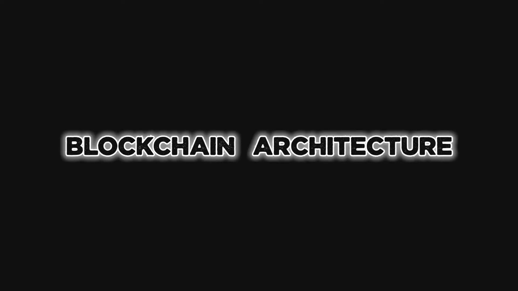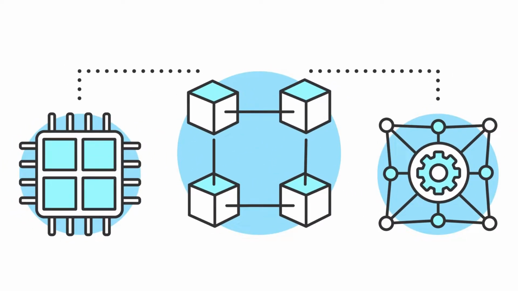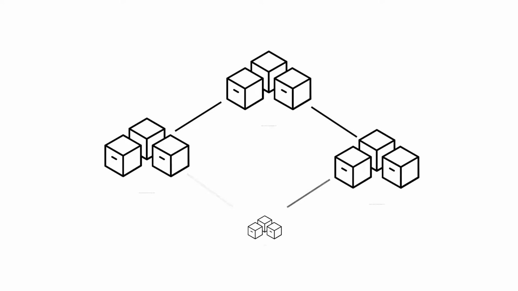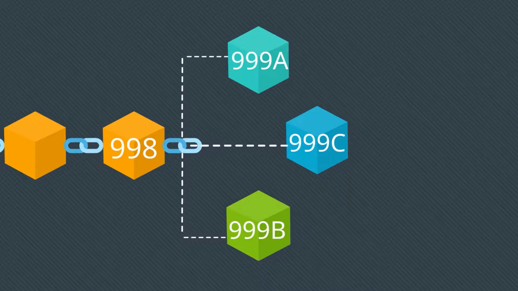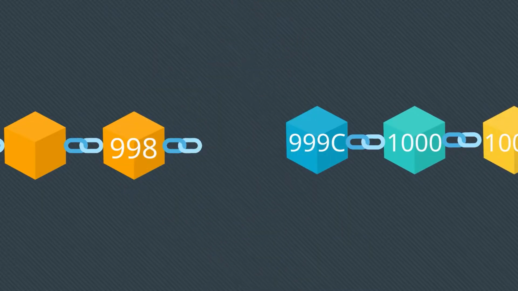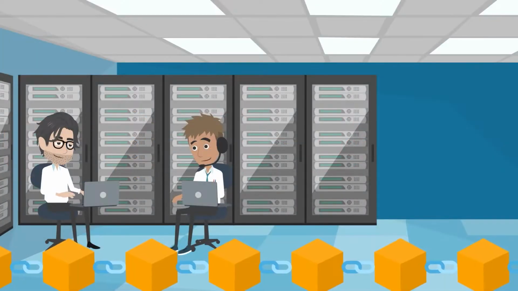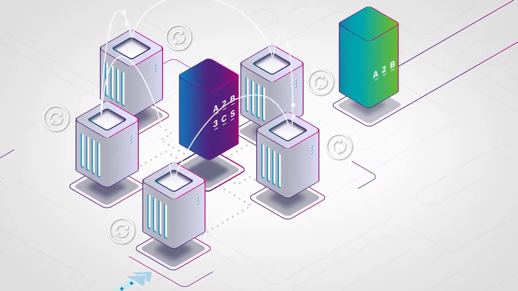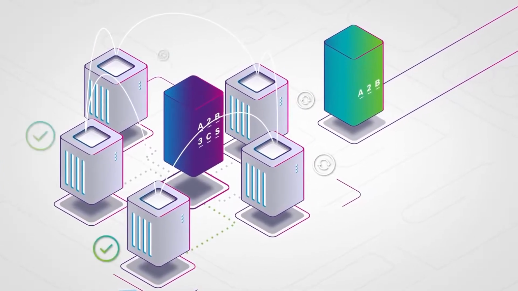Blockchain architecture. Now that we have an idea of blockchain, it is now time to learn about blockchain architecture. The key components of the blockchain architecture are as follows: blocks, transactions, consensus. Block. A blockchain is composed of blocks. The blocks are stored in a linear fashion, where the latest block is attached to the previous block. Each block contains data. The structure of the data stored within the block is determined by the blockchain type and how it manages the data.